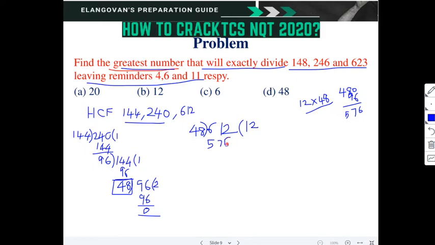576. Then the remaining is 36. Taking this 48 this side, 1 times 36 is 36, so the remaining is 12, and 3 12s are 36. So finally what we have got, 12 is the HCF for all the three. So option B is correct. Okay, was it easy? Moving on to the next problem.